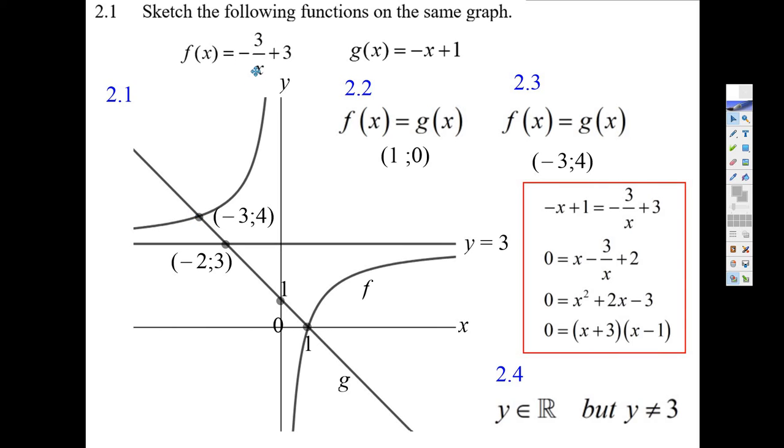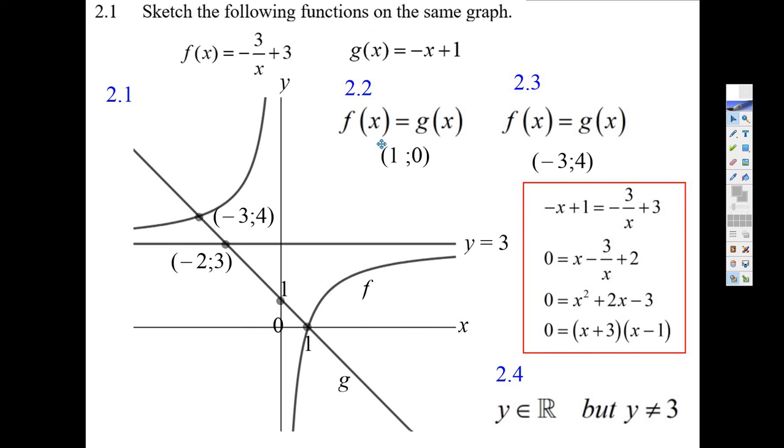Let's put minus 3 in here. Minus 3 over minus 3 equals positive 1, plus 3 is 4. Hey, I can see that minus 3 and 4 work here and work here. So just by playing with the numbers and trial and error, I was able to see this. But there's another way of finding out where they equal each other, and that's solving an equation.